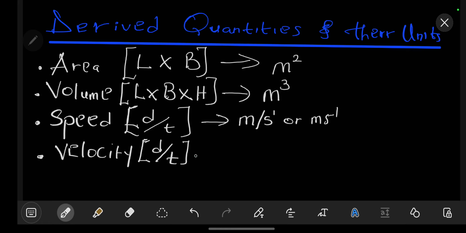And as regards to units, they share the same unit. That is meter per second, or you can write it like this, meter per second. Now the next we'll look at right now is acceleration.